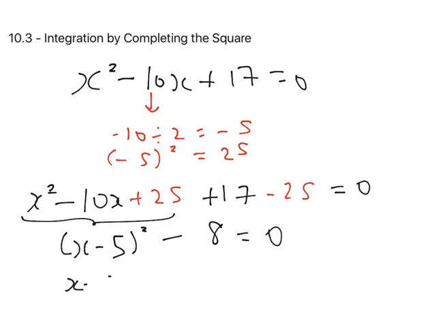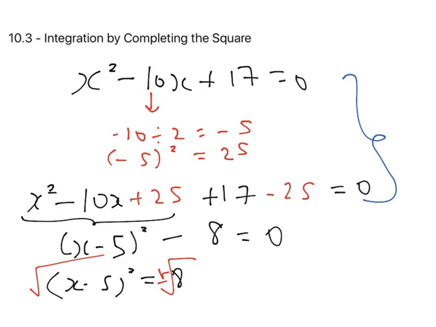That becomes x minus 5 squared equals 8. Then you take the square root of both sides. Okay? But this process, adding 25, subtracting 25, so we get this term, is called completing the square. Okay? This can help us integrate as well.